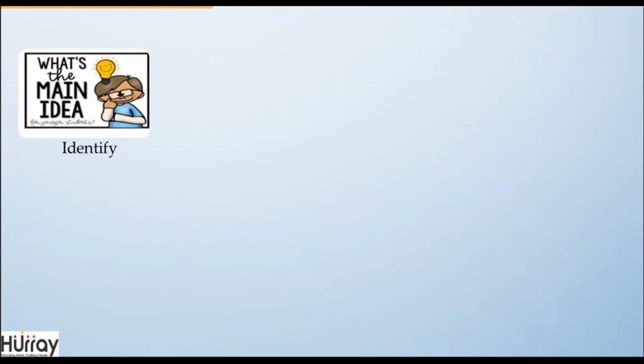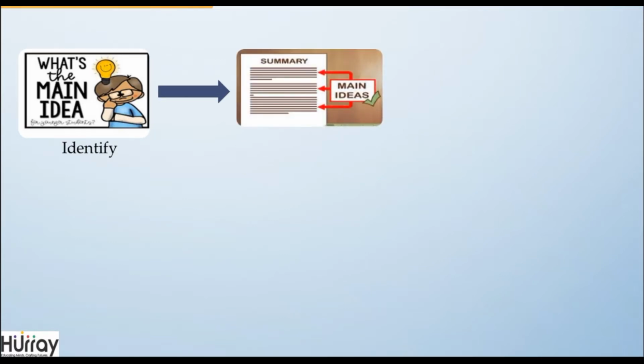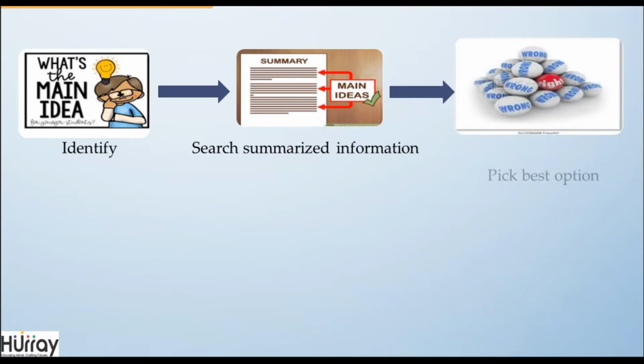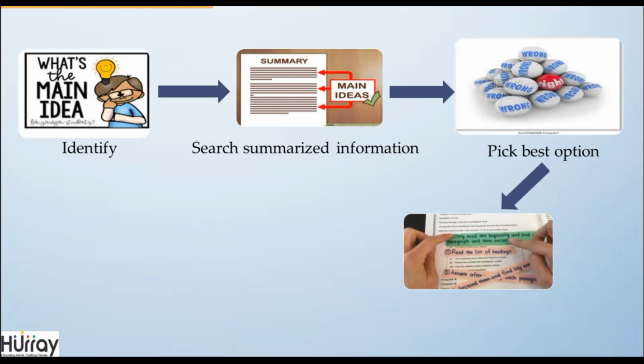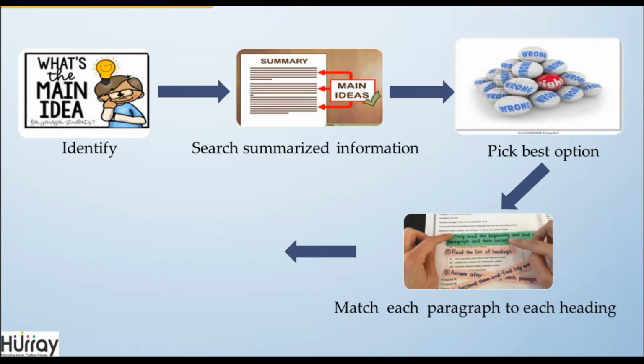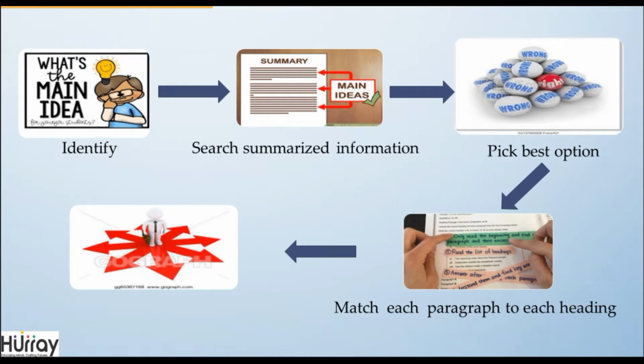One has to find out what the main ideas are. You have to identify the main ideas from the paragraph. You have to search for the summarized information. And from the options, you have to pick the best option and match each paragraph, each heading. There will be more number of headings and less number of paragraphs.